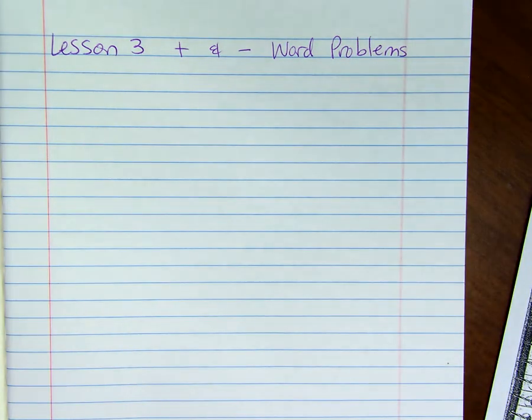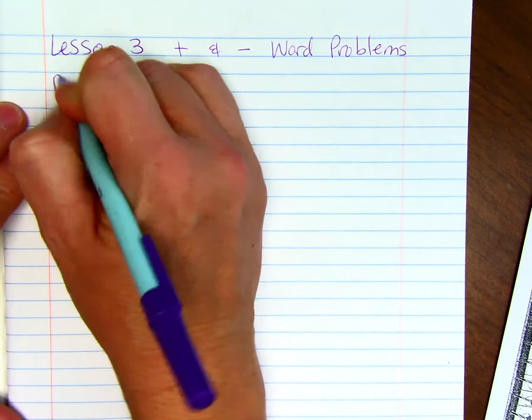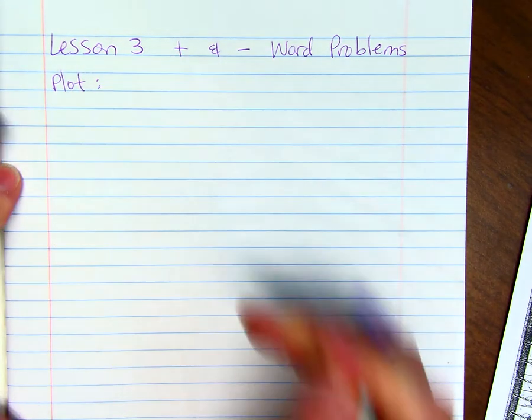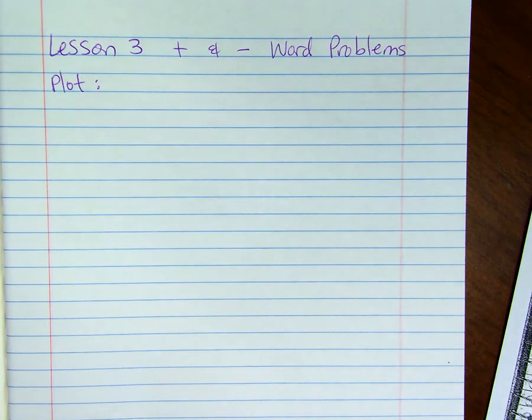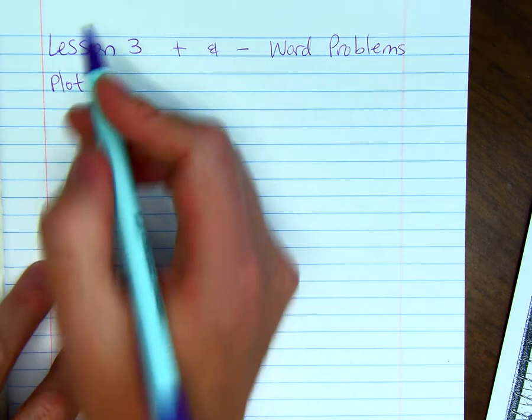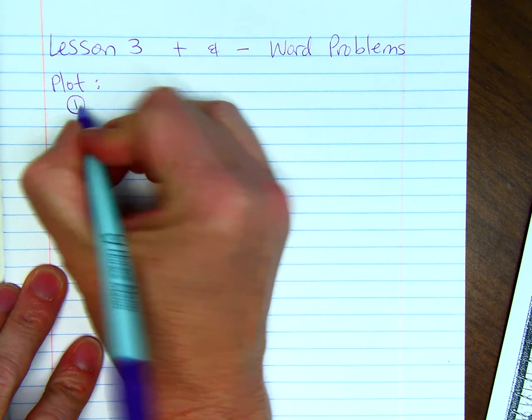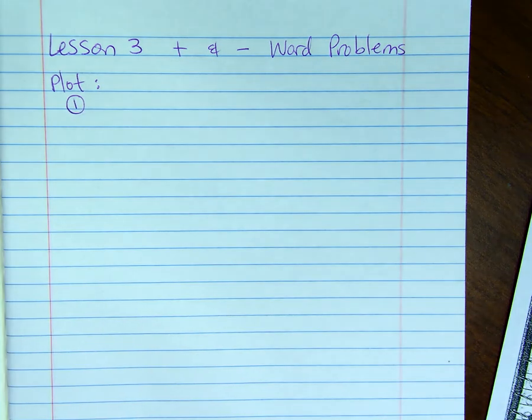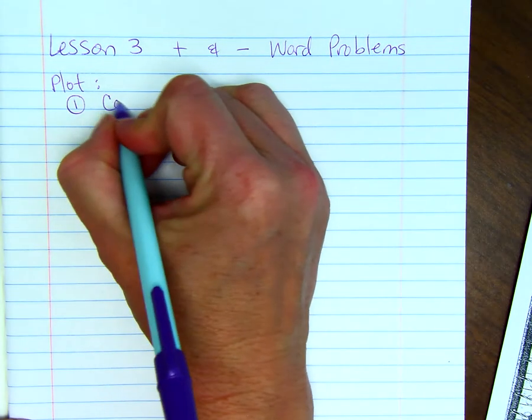So every word problem is going to have a plot, just like a story when you read a book has a plot in it. There's going to be something going on. So the first kind of plot, we're actually going to go over 3 today. The first one is called combining.